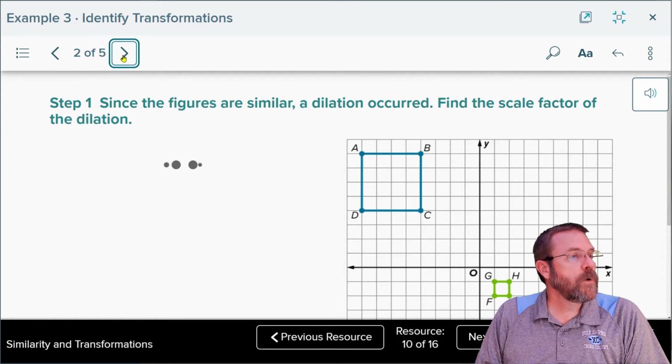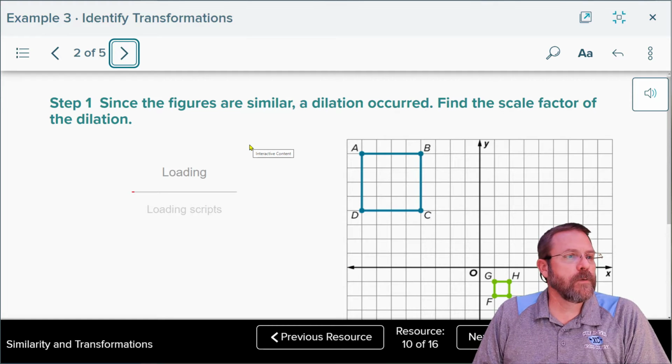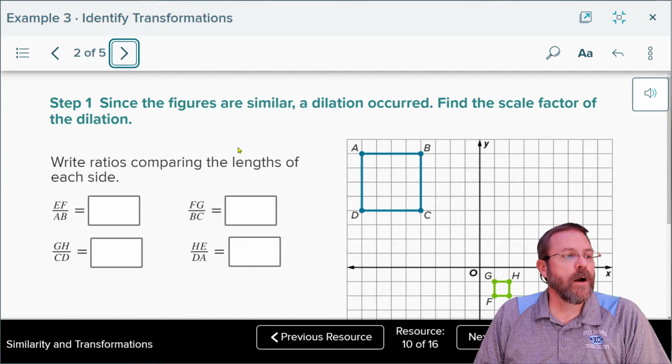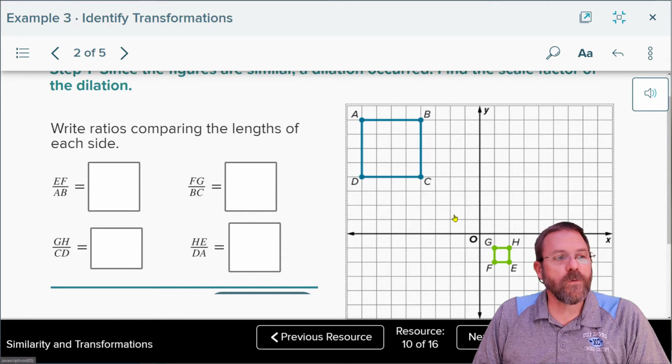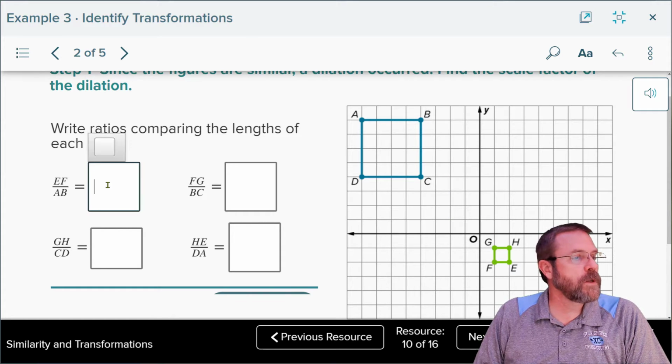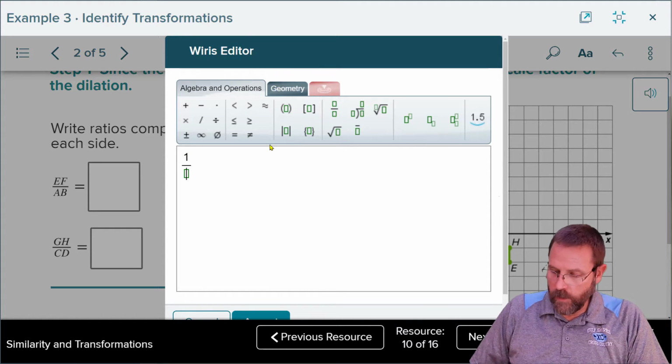Now, from here, what are we going to do? First thing we need to do is find the scale factor of our dilation. All of these are going to be the same because they're all squares. Remember, you do the new item over the original item, so you have a 1:4 ratio on all of them. So I'm going to plug it in here as a 1/4.